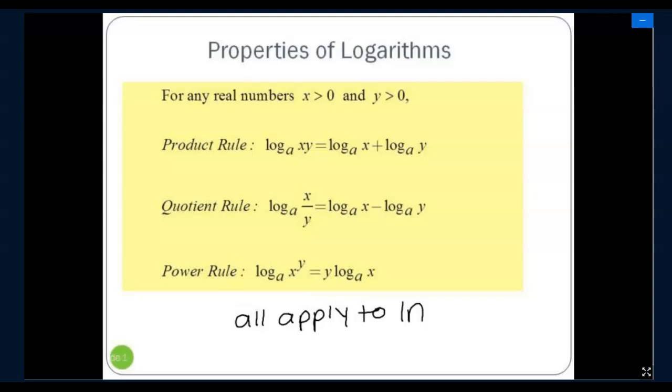If you think about the product rule for an exponential, that's where you have like a to the m times a to the n. You added m and n. Here you have the log base a of xy. That's the same as log base a of x plus log base a of y.